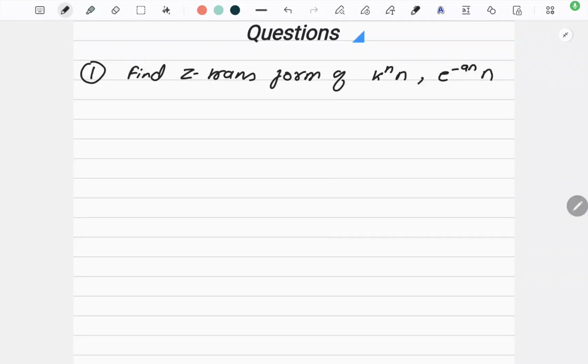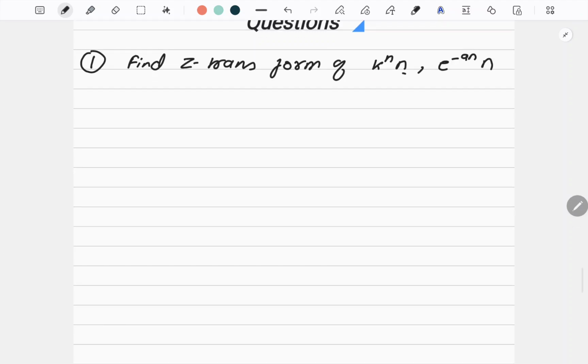Students, in my last video, I told you the basic definition of the damping rule of the Z transform. Now, let us apply it on a few questions. What is the first question? Find the Z transform of k to the power n. So I have to find the Z transform of k to the power n.